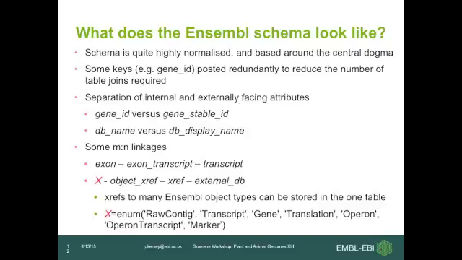There are certain many-to-many linkages within the schema. So, for example, transcripts can be composed of many exons, but an exon can also be found in many transcripts. So there are places where we have linkage tables which link together entities which are found in a many-to-many relationship. Another example of this is how we do cross-referencing.